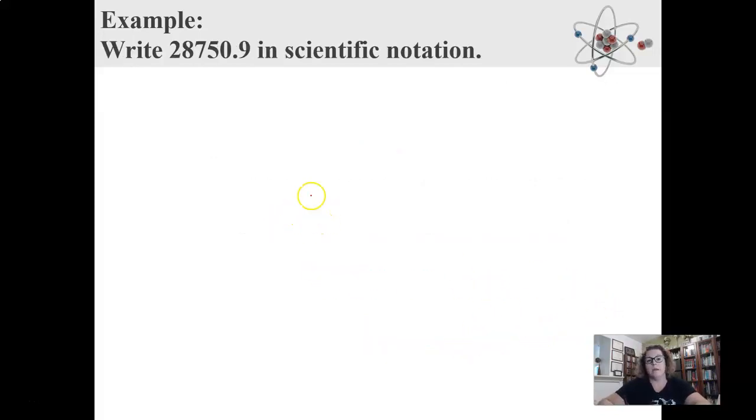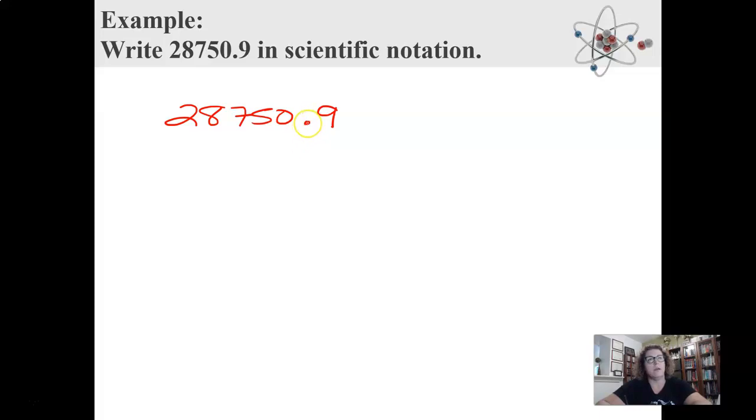So let's try one again together. So I'm going to write the number 28,750.9. Now, if I have a decimal, I'm going to start where that decimal is, okay? If you don't have a decimal, then you start at the end of the number, okay?